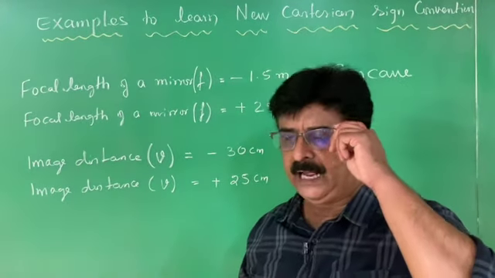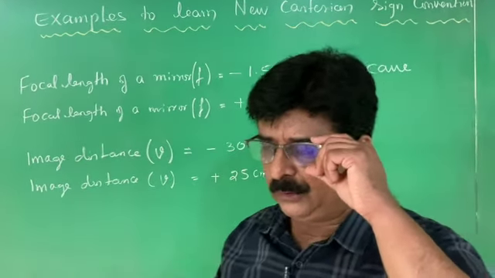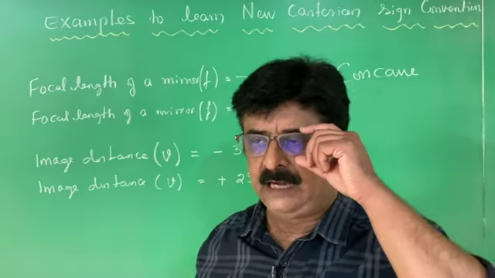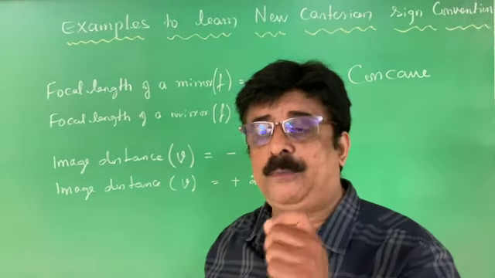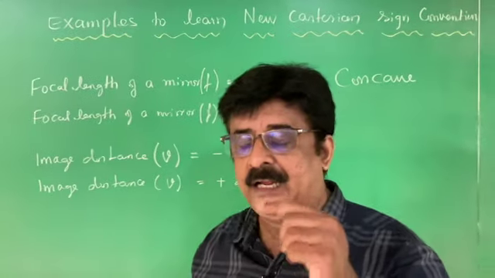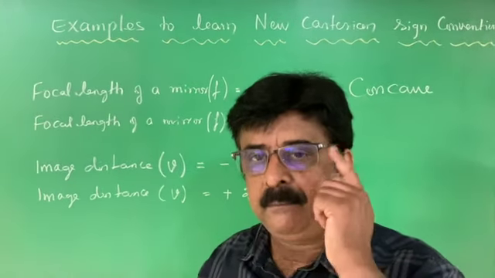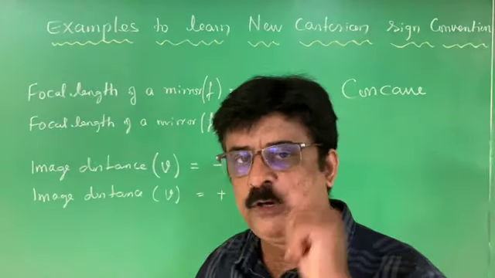Even in the case of lenses, spectacles, they ask what is your power? Minus 0.5. Minus here is not a negative number. Minus means concave lens. He is using a concave lens.